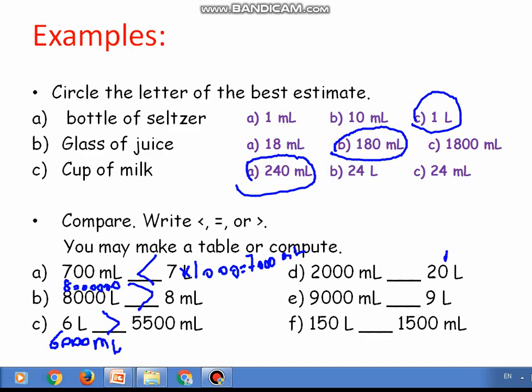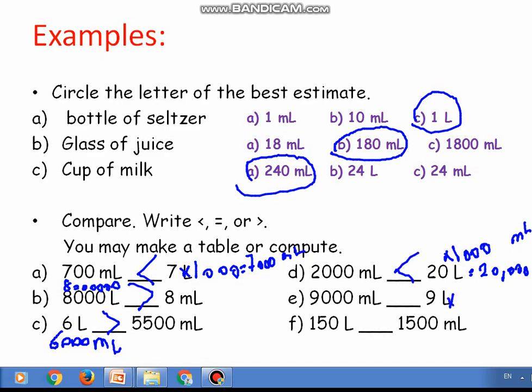Here 20 liters, we have to multiply it by 1000, because I want to change it into milliliters. Remember, I'm changing from a liter into milliliter. Why? Because it's easier for me, because we multiply rather than divide. So 20 times 1000 becomes 20,000. We only count the number of zeros. So here 2000, here 20,000, which means this one is smaller.